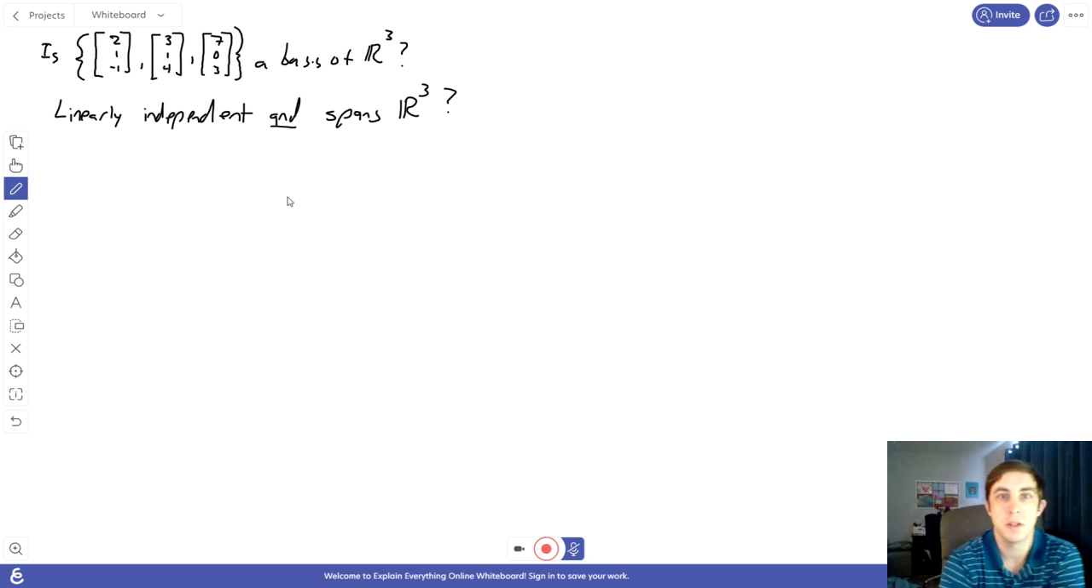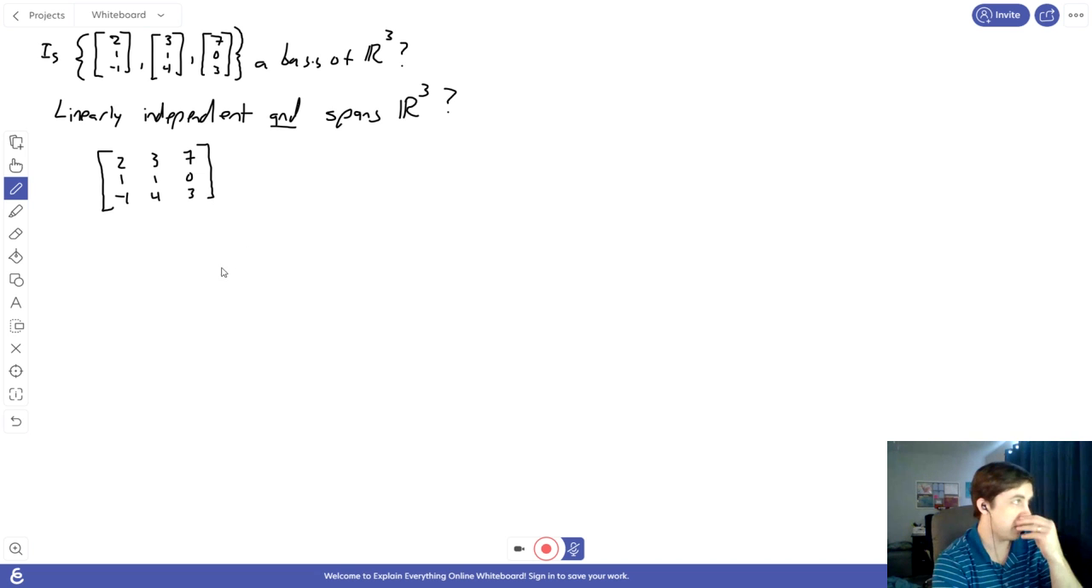The good news is it's fairly straightforward to check both of these things at the same time. So what we'll do is we'll write down a matrix corresponding to the system where these are on the left-hand side. So that would be the matrix, first column is 2, 1, negative 1, the second column is 3, 1, 4, and the third column is 7, 0, 3.